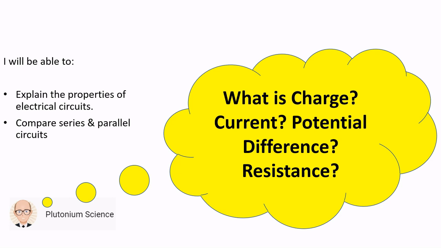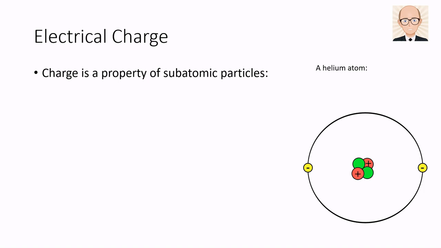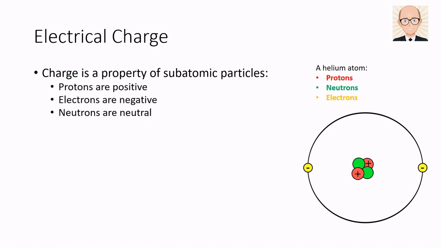So what is electrical charge? Charge is a physical property of subatomic particles, just like mass or density. Charge causes these particles to experience a force when placed into an electromagnetic field. There are two types of electric charge. We call them positive and negative. Positive charge is carried by protons, while negative charge is carried by electrons. Neutrons, as their name suggests, have no charge.